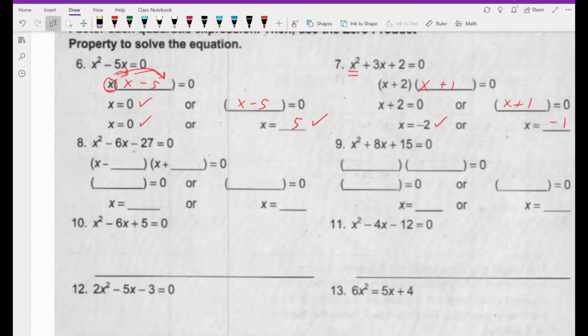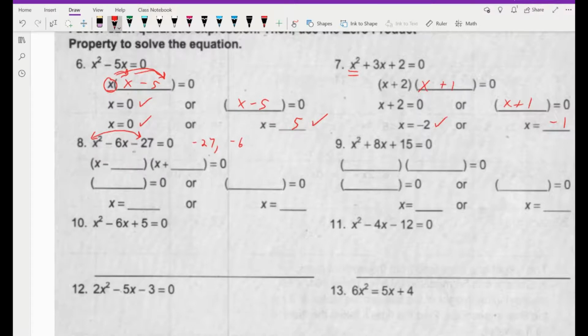Number 8, x squared minus 6x minus 27. When we multiply the outside terms, 1 times negative 27 is negative 27. So we need two numbers that multiply to negative 27, but they must sum to the middle term, negative 6. What two numbers could that be? How about 9 and 3? They multiply to 27, but we need a negative 6.